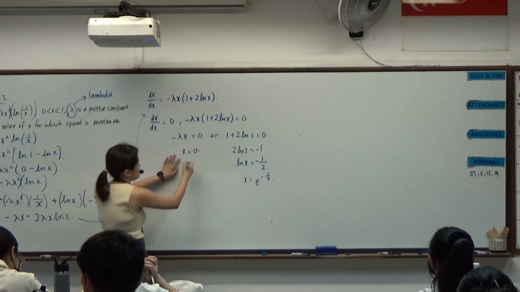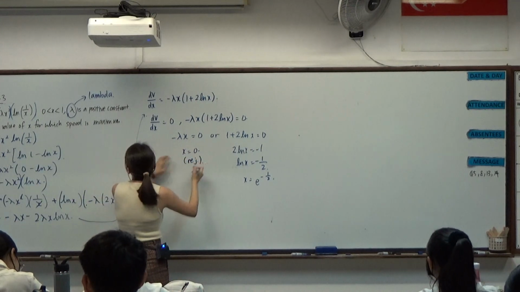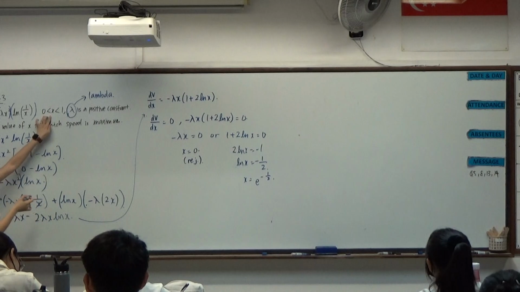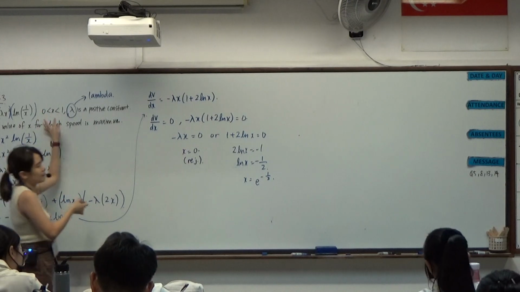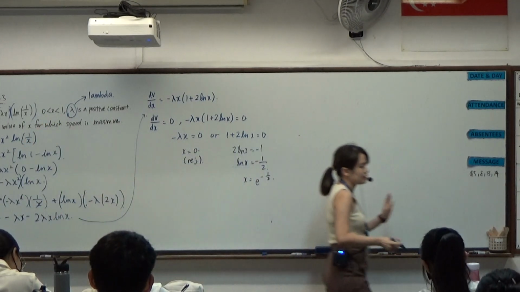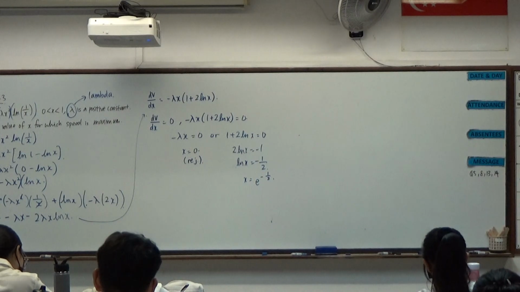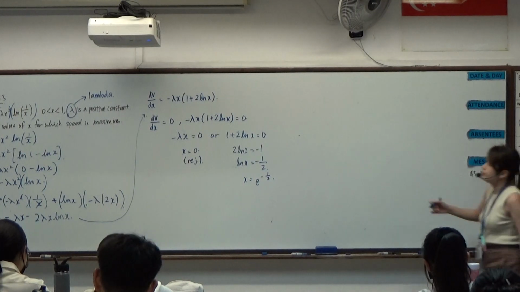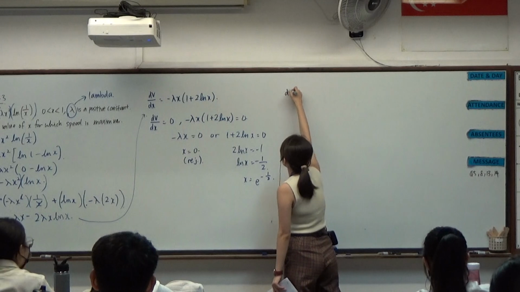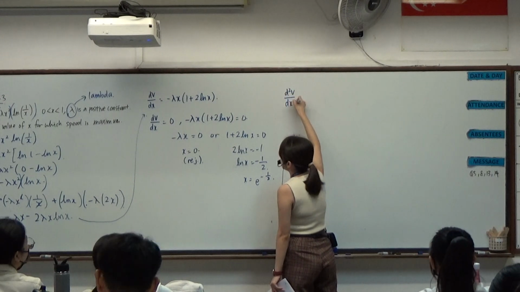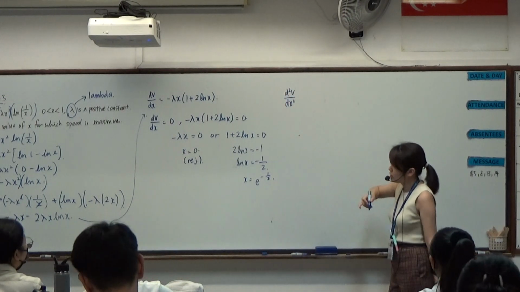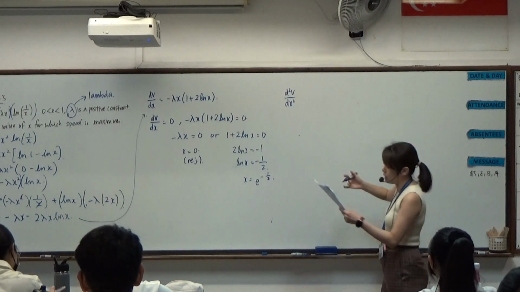But before that we need to reject x equals 0 because the interval given for us for x is between 0 and 1. You could press into your calculator that e to the power negative half is between 0 and 1. So then, if you want to do your second derivative test, then you have to do your product rule again.